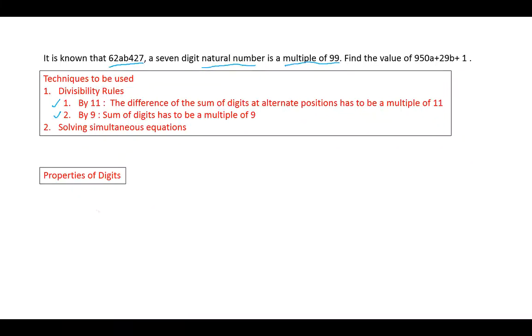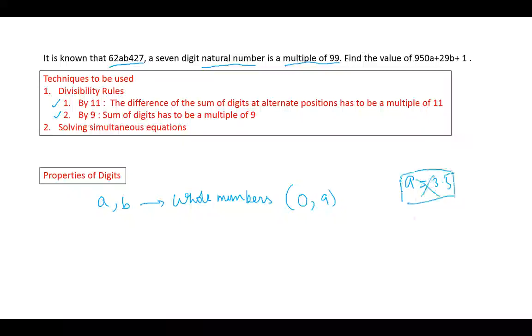Before we start, we have to understand what properties of digits we have to take into account to check whether our answers are correct or not. For example, A and B are digits, right? So they have to be whole numbers, and they have to be between 0 and 9. So if we get a value of A like 3.5, that is not correct. We cannot accept that as an answer. We cannot accept even negative answers, or answers that are greater than 9.